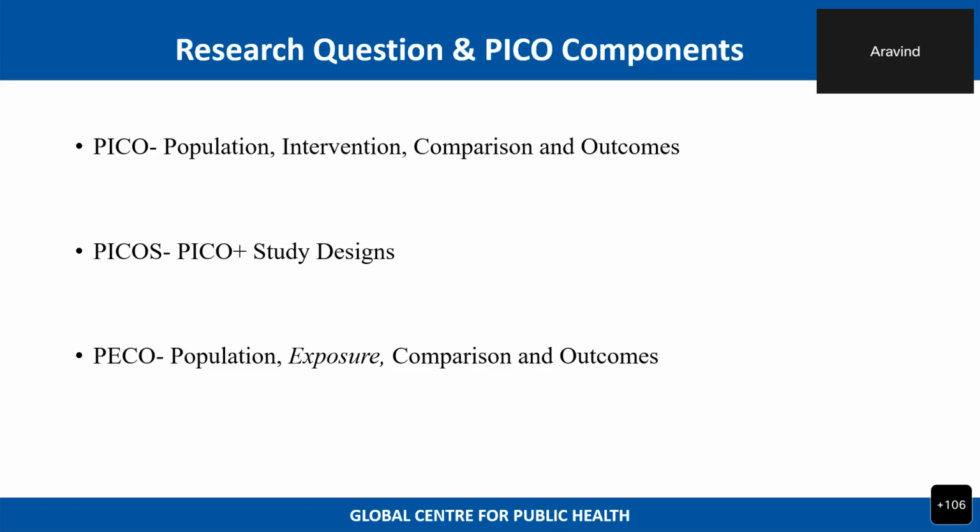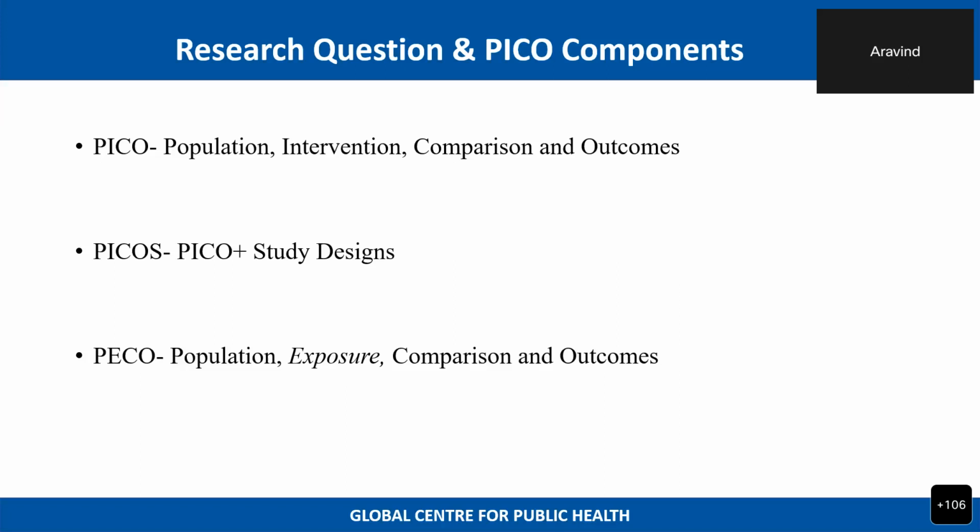Again, it's an acronym. PICO means population, intervention, comparison, and outcomes. In common parlance, we actually include a component of S, that is study design. What study designs we want to include in our systematic review and meta-analysis. So these days we are using the PICOS format, which is PICO plus study design. Whether we are including only cross-sectional studies, prospective cohort, or retrospective as well, or only RCTs or non-randomized control trials. That is what study design means.